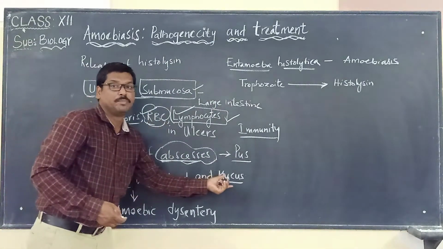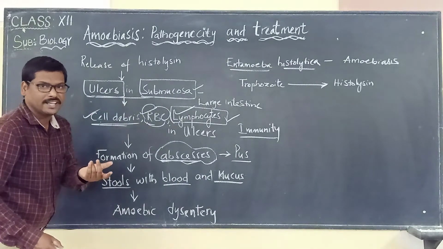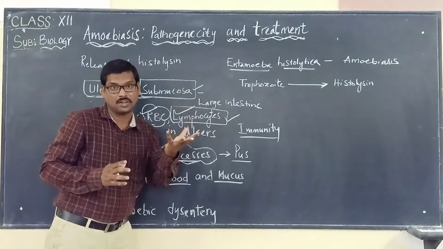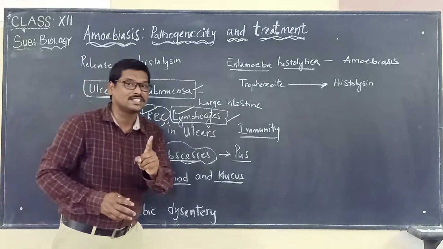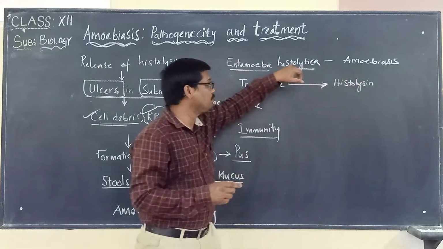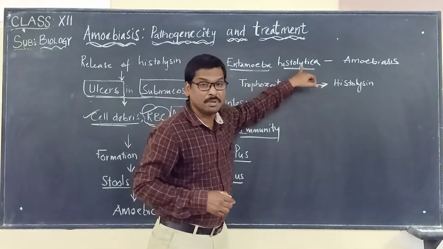The blood and mucus. That fecal matter we are also calling as what? Stool. We are calling it as stool. So stools with blood and mucus will be observed in the persons who are infected with what? Amoebiasis disease. Caused by which organism? Entamoeba histolytica. Caused by Entamoeba histolytica.